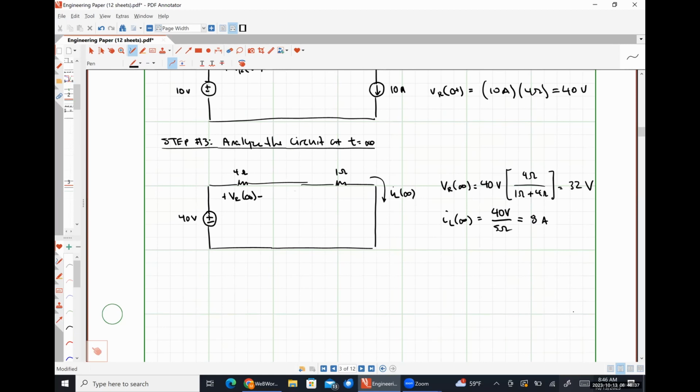All right, so we know what the circuit was doing at t equals 0 minus. We know what the circuit was doing at t equals 0 plus. We know what the circuit is doing at t equals infinity. Now we need to calculate our time constant, okay? So step number 4 will be: determine tau during the transient condition.